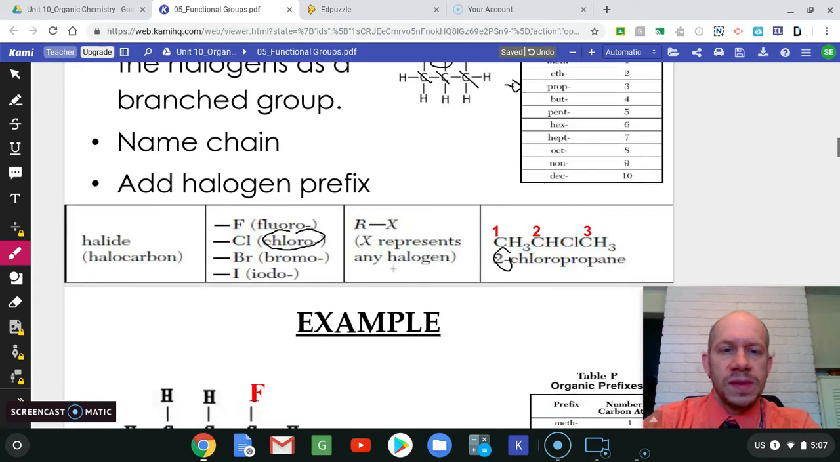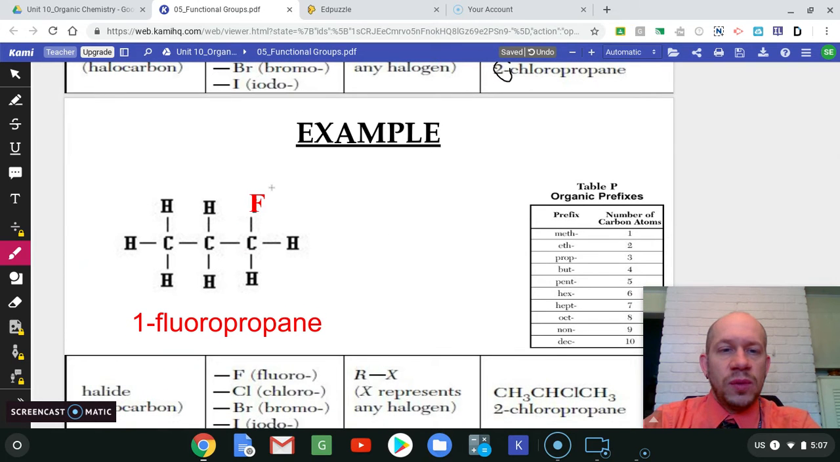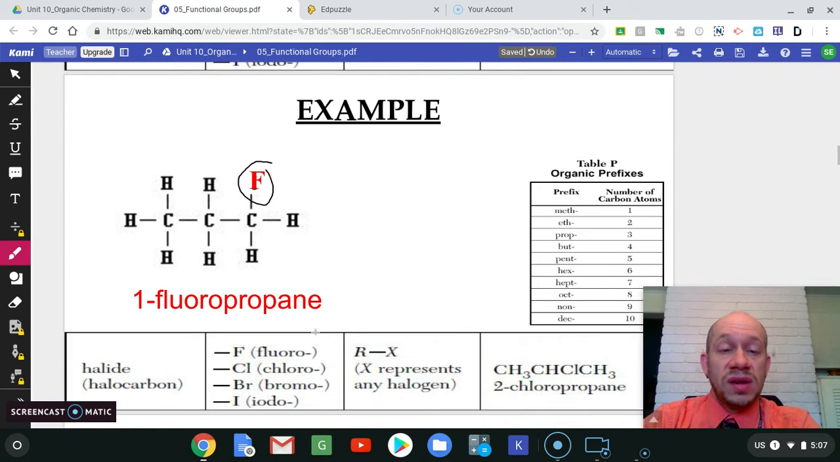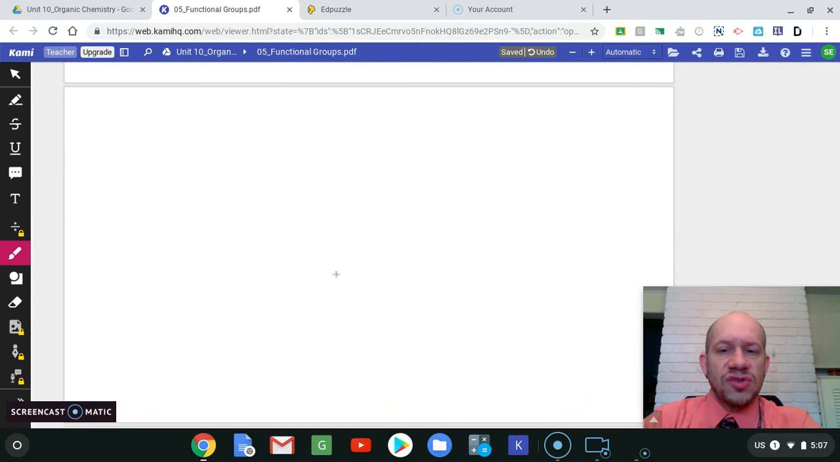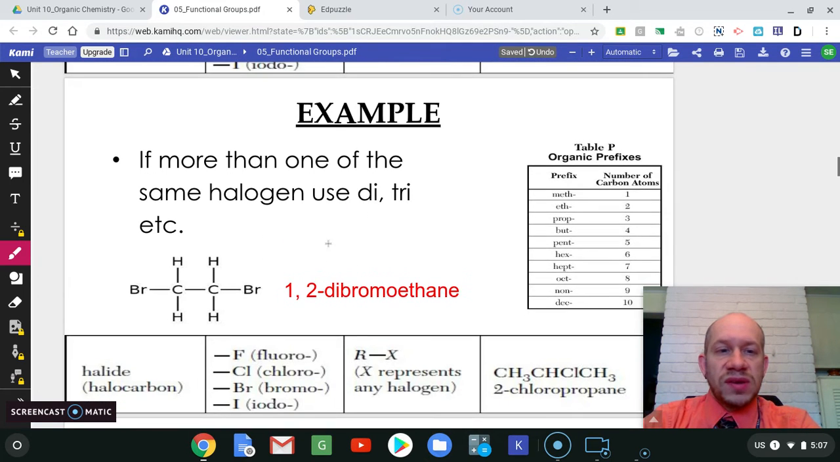A second example: I have a fluorine here, so the halogen prefix is fluoro. It's on the first carbon of my 3-carbon propane, so it's 1-fluoropropane. If I have more than one of the same halogen, use di, tri, etc. to name them. So here I have a bromine and a bromine. I have 2 bromines, therefore I would name it dibromo, which is the prefix for bromine. And I have 2 carbons, 1, 2. So I have 1 bromine on the first carbon and 1 bromine on the second carbon. So I have 1,2-dibromo. Ethane is my 2-carbon compound.